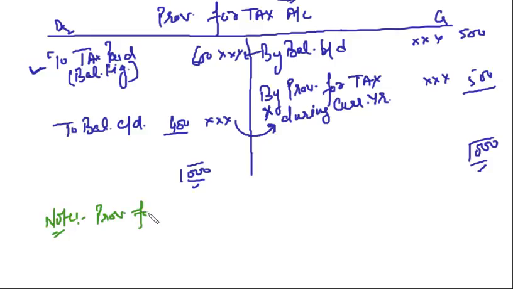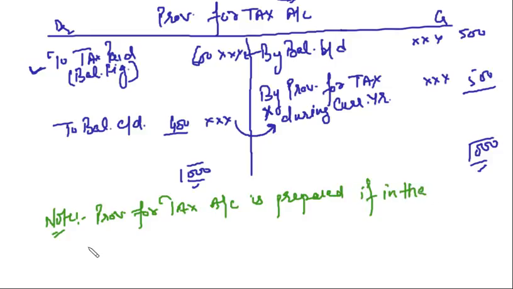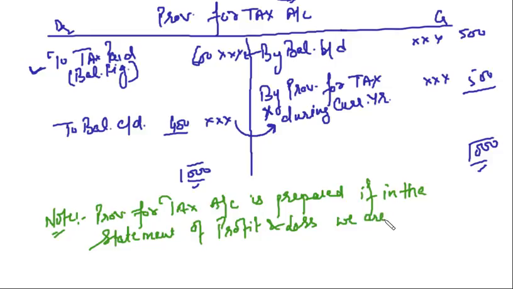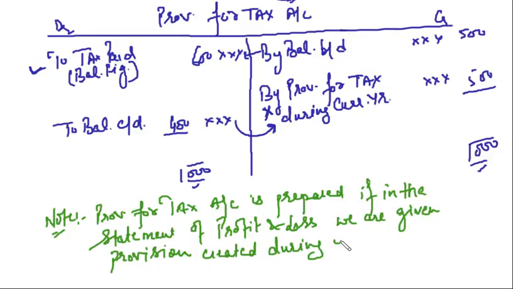Provision for taxation, provision for tax account is prepared if, in the statement of profit and loss, we are given provision created during the year. Clear? Write down this note. Okay.